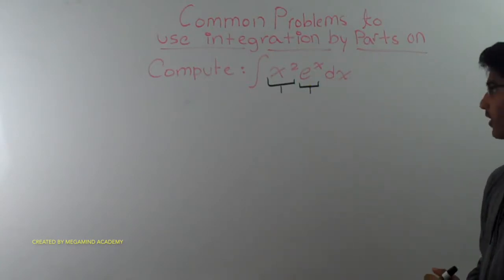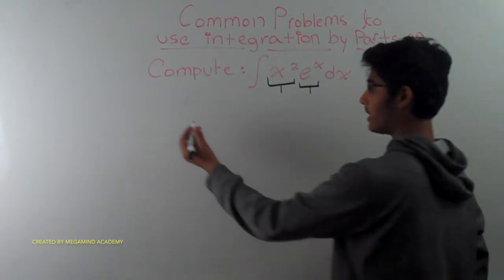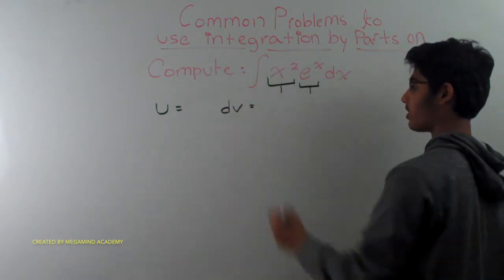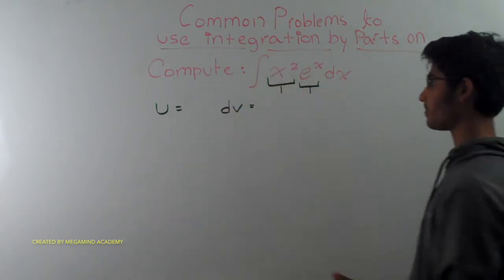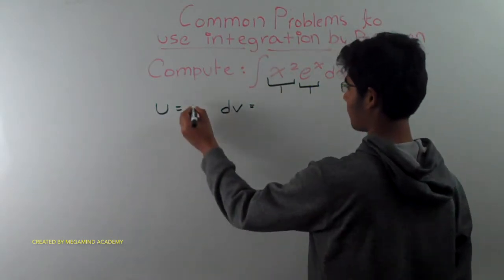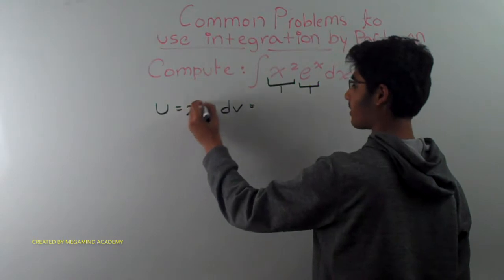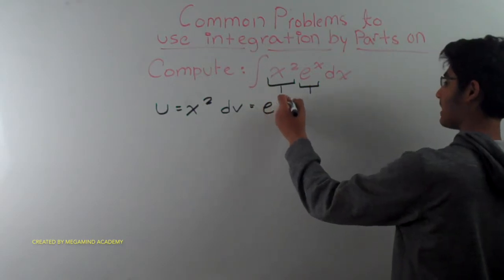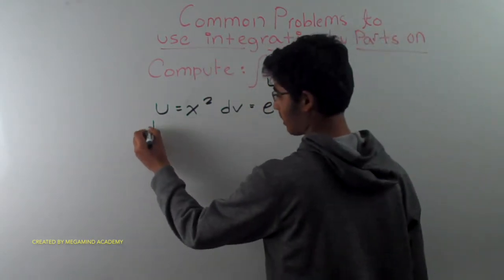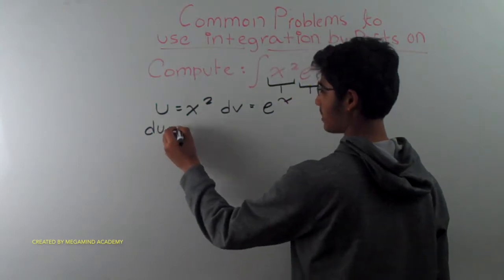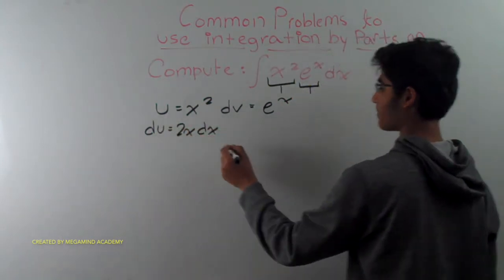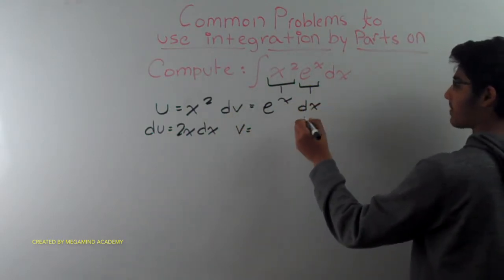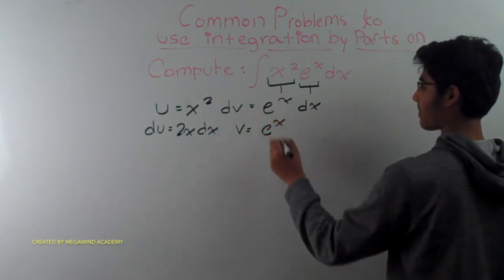So let's see if that holds true for this problem. When we do our integration by parts, our u has to be the algebraic function, the function that decreases until it's gone and we're just left with a constant, and in this case it'll have to be x squared. The dv, or the repetitive cycle function, would be e to the x. So du would be equal to 2x dx, and v would be equal to e to the x.